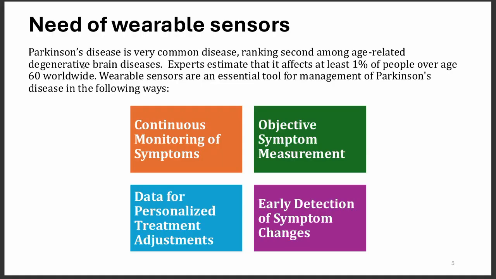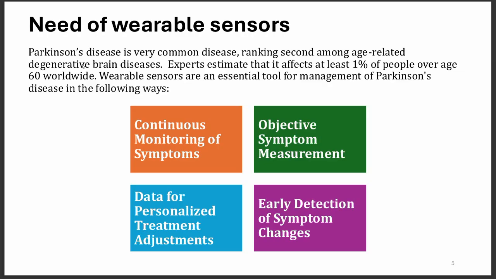Then proceeding to what is the need of a wearable sensor. So Parkinson's disease is a very common age-related disorder. It ranks second amongst all the age-related disorders worldwide. Experts say that it affects at least 1% of people over age 60 worldwide. So wearable sensors are an essential tool for management of Parkinson's disease in the following ways.